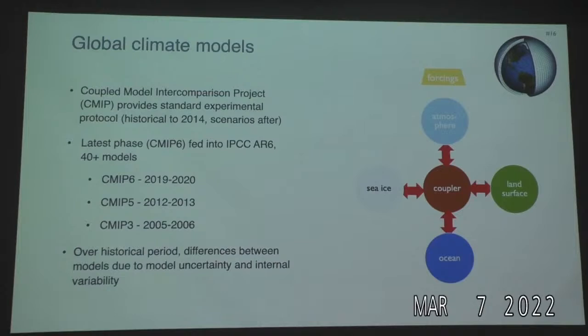So if we compare models over the historical period, the differences between those models are not due to the forcings, but just due to model uncertainty and internal variability, the inherent noise fluctuations in the climate system. The latest phase was CMIP6, which fed into the sixth assessment report and has around 40 or so models contributing. And then we had CMIP5 before that in 2012, and CMIP3 in 2005.